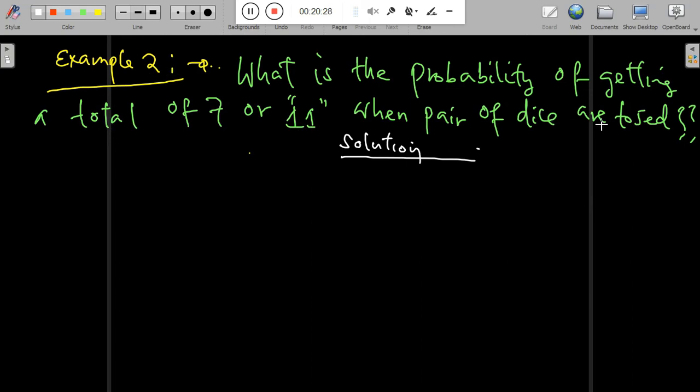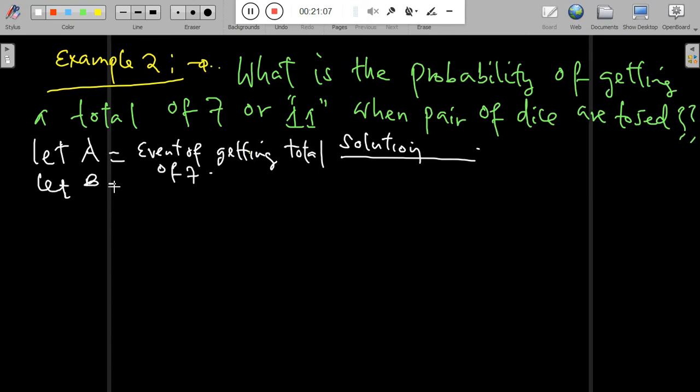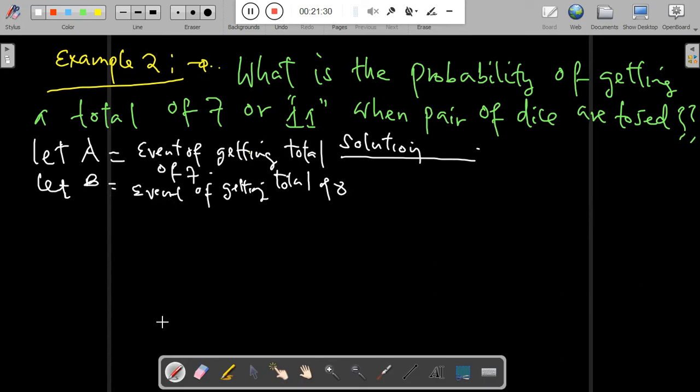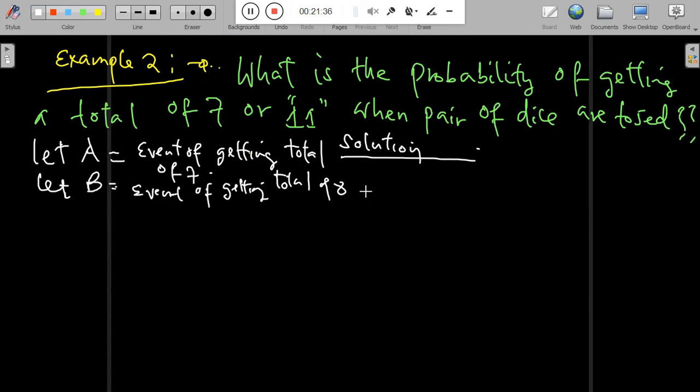Let's come to another example. What is the probability of getting a total of 7 or 11 when a pair of dice are tossed? Solution. Let A represent the event of getting a total of 7, and let B represent the event of getting a total of 11. Now remember, there are two dice. If there are two dice, the total number of samples will be 6 times 6, which equals 36.